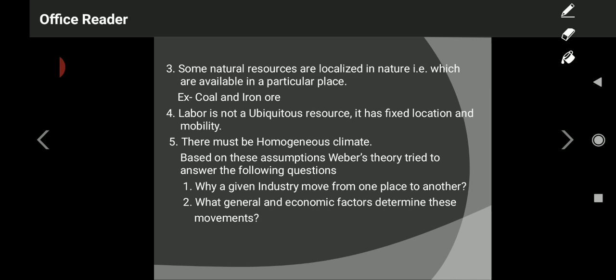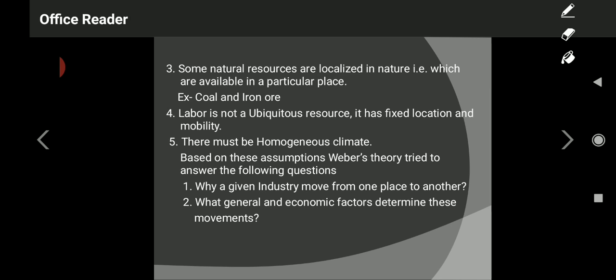But one thing is very interesting here. When you are going to start an industry, you have to think whether your industry is ubiquitous resources oriented or localized resources oriented. If it is ubiquitous oriented, that business or industry you can locate anywhere in the country. You know why? If you locate a ubiquitous oriented industry, you will get sunshine, air, water, clay, all these resources everywhere at all the times.